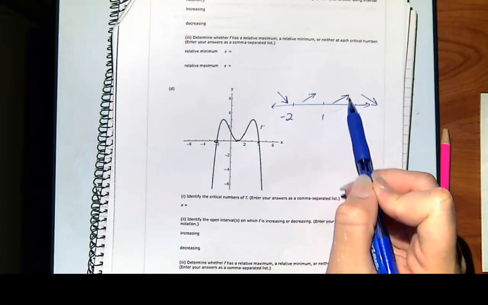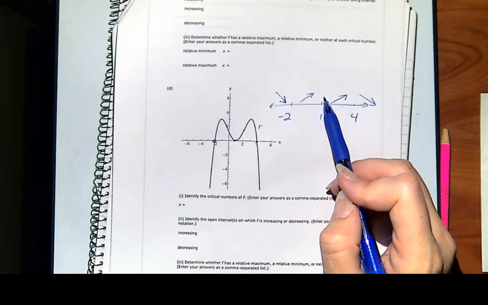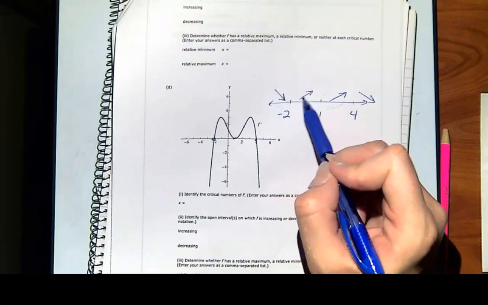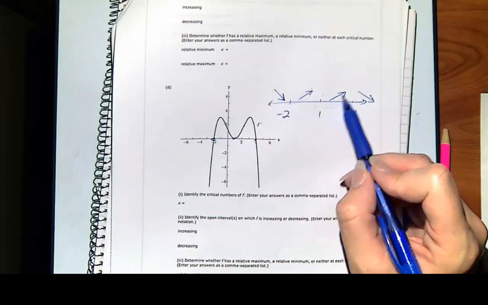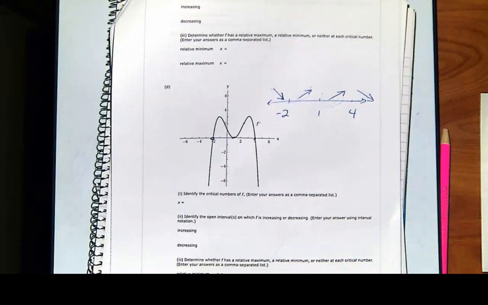So what do you have right here? Nothing. You didn't change direction, so that's not a max or a min. You'll have a min at negative 2. You'll have a max at 4. And we'll figure out what this means in 3.4.